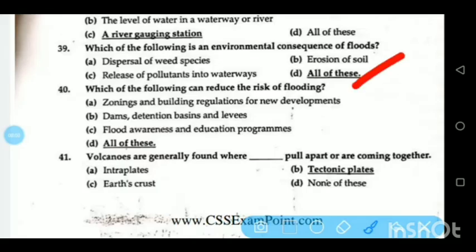Which of the following can reduce the risk of flooding? All of these: zoning and building regulations for new developments, dams, retention basins and levees, and flood awareness and education programs. Volcanoes are generally found where tectonic plates pull apart or come together.